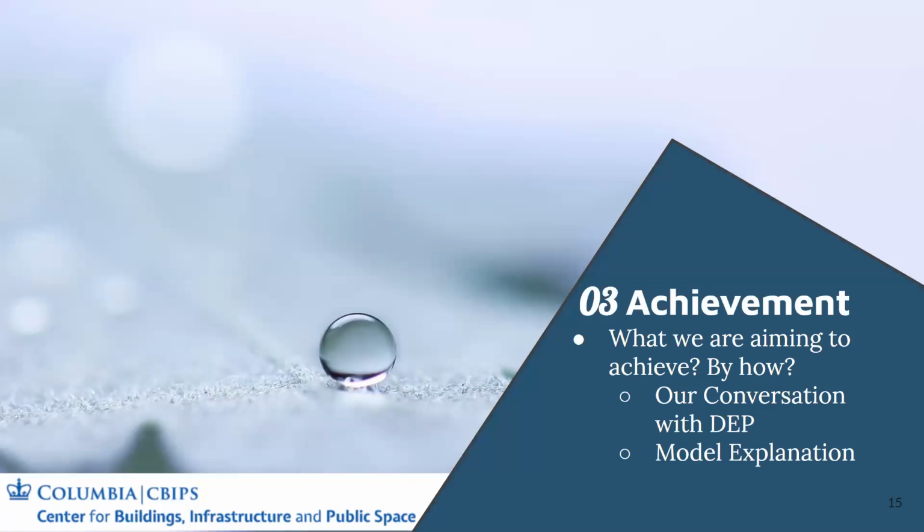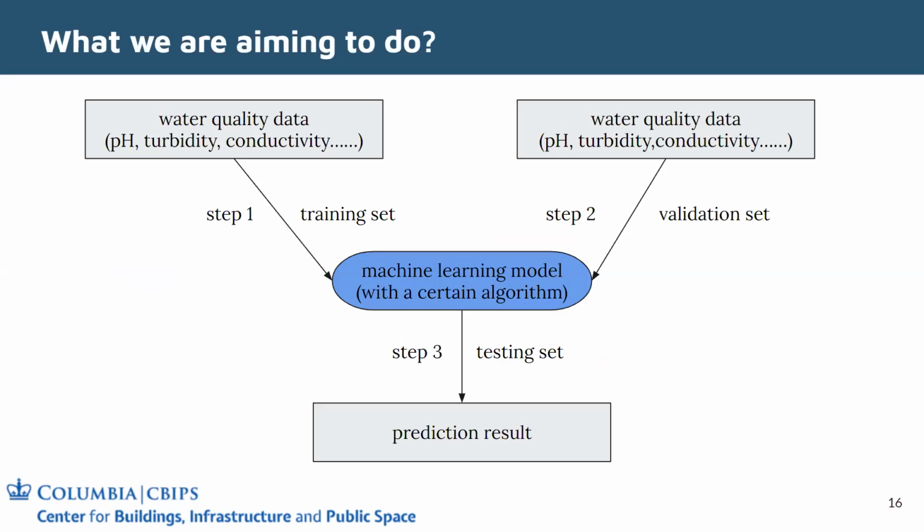Okay, then we are going to talk about our plan. Next slide. First, what we are aiming to do, in general, is predict one water sample indicator based on other water sample indicators. Initially, we input the training data set and the validation data set into the machine learning model to train the model. And then we use the testing data set to predict the indicator. So this is the general idea about our plan.